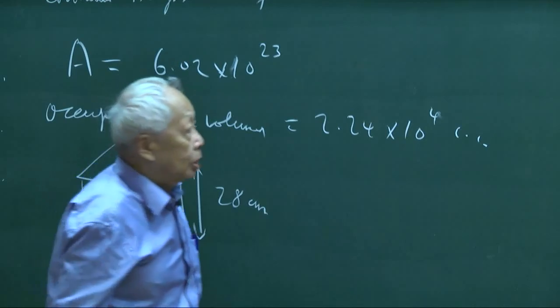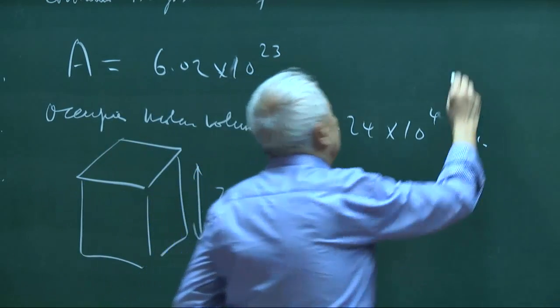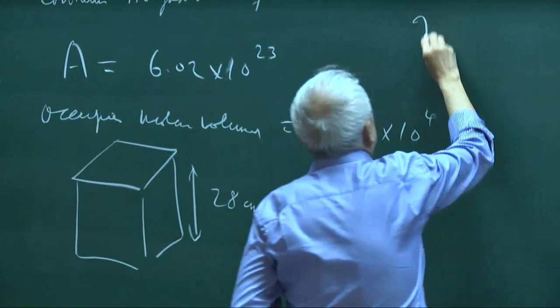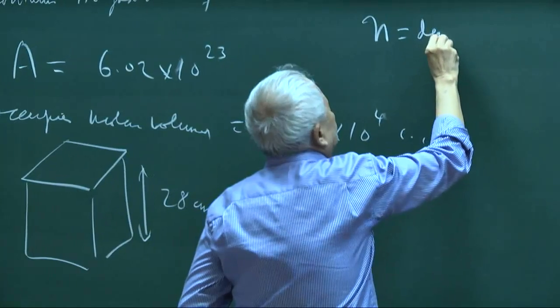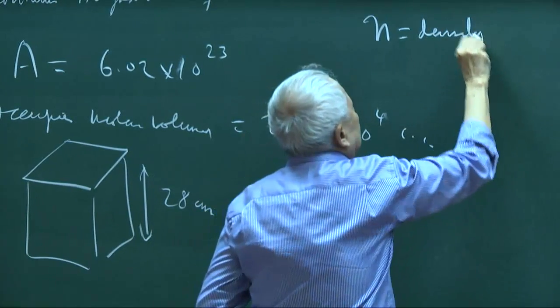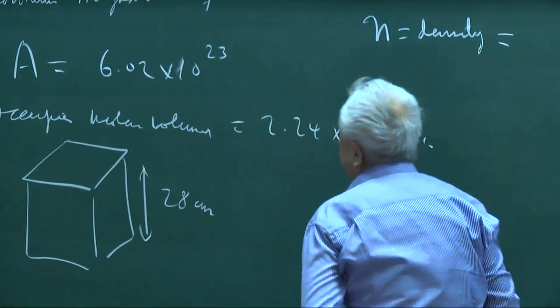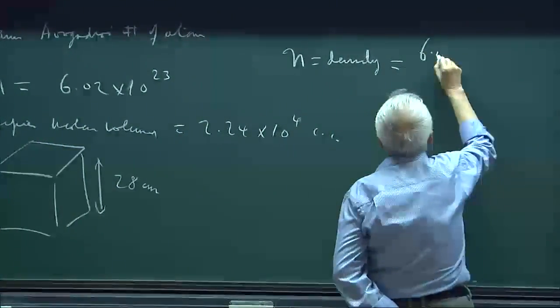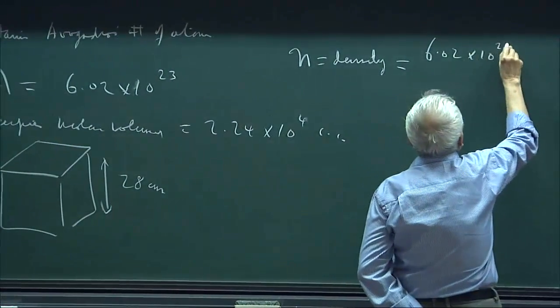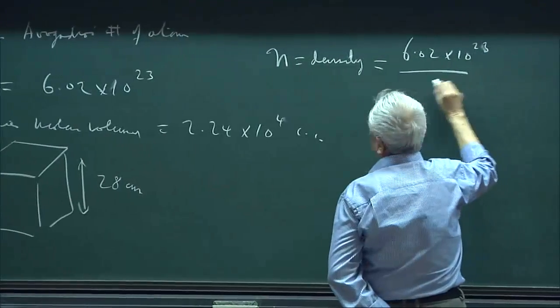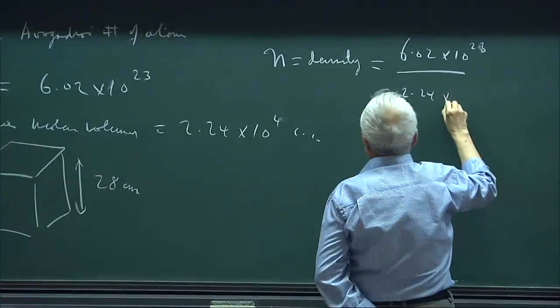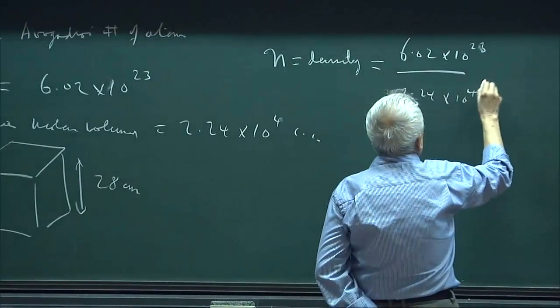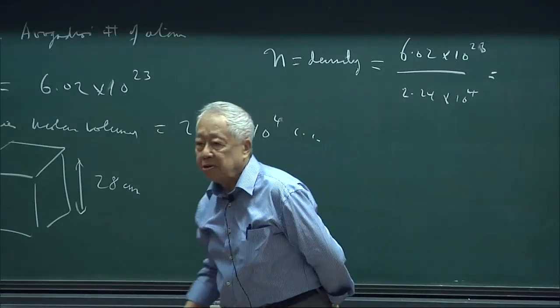So there's a lot of atoms. So the density n of atoms is equal to the number of atoms divided by the volume. So it's Avogadro's number, 6.02 times 10 to the 23rd, divided by 2.24 times 10 to the 4th, and you get about 10 to the 19th.